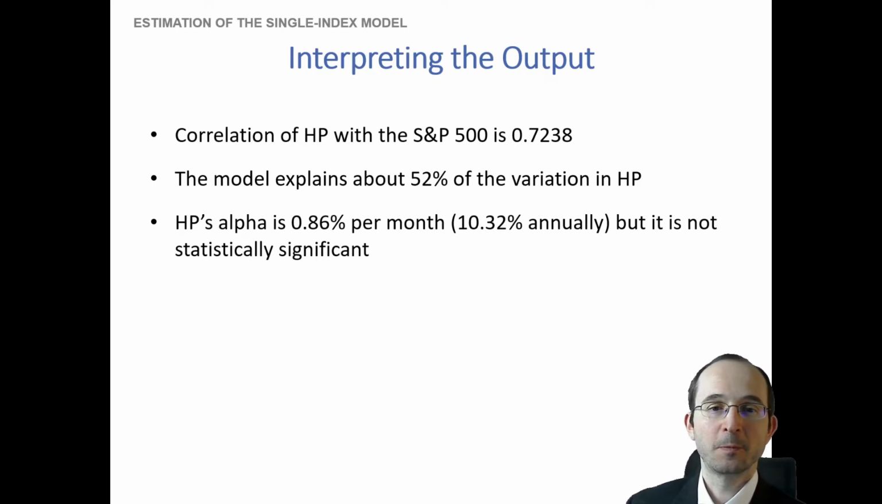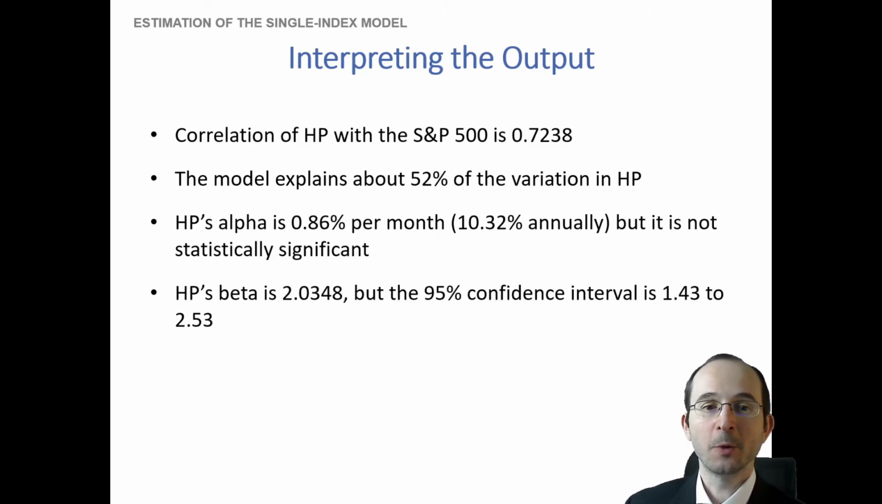And finally, we actually not only know that the beta is 2.03 with 95% statistical significance, but we can actually construct, using the standard error, a confidence interval about it. And in this case, our confidence interval would be 1.43 to 2.53, and that can, again, be based on those critical t-values.